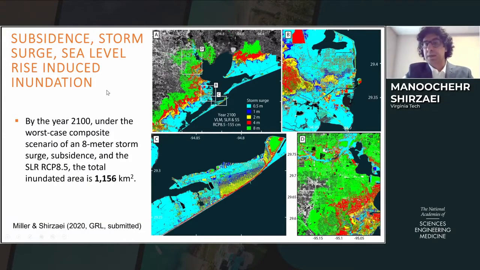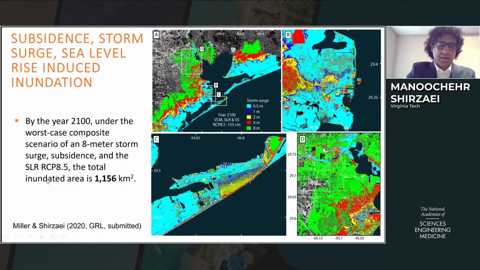The storm surges are an important factor in both coastal areas, as they are subject to destructive hurricanes and cyclones frequently every year, and we believe that the frequency and intensity of those cyclones are amplified in recent years due to climate change. So we see that a large part of the Galveston Bay and the Houston area will be inundated under this worst case scenario.